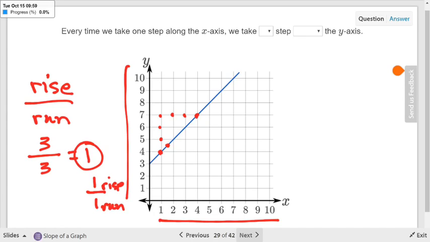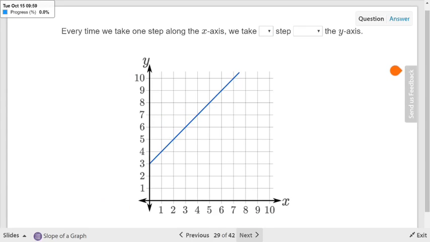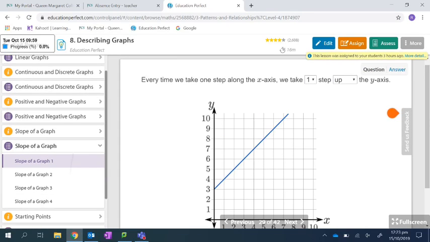1. So always reduce your fraction first, and remember that you can turn anything into a fraction by putting it over a what? 1. So every time we take one step along, I'm sorry, every time we take one step there, we take one step up the y-axis. Okay? Make sure you reduce the fraction before you answer the question. Good. All right. Let's see what else they do to us.